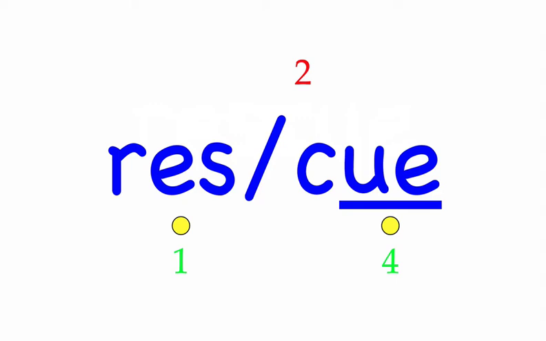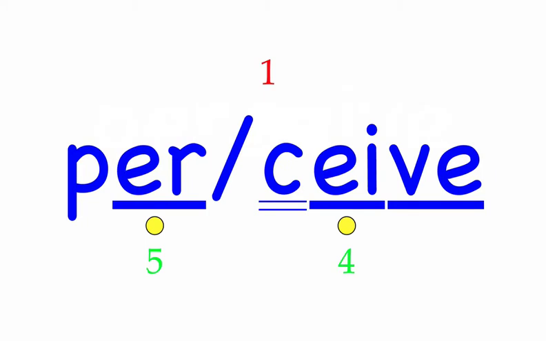Perceive. I perceive that you are somewhat agitated. Perceive. Per has 2 sounds. P, er. Sieve. 3 sounds. S, e, v. Perceive. Mark the word.